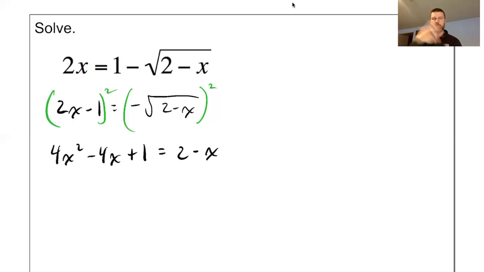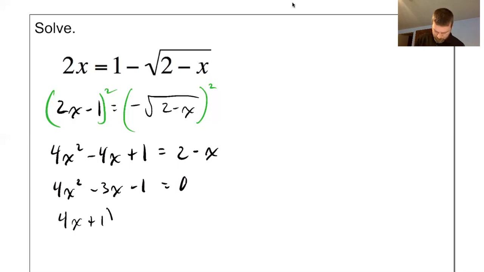I would probably move everything to the left, set it equal to 0. So 4x squared minus 3x minus 1 equals 0. This is something that we can factor. If we couldn't factor it, we could use the quadratic formula. But in this case, that does factor. 4x plus 1 and x minus 1.